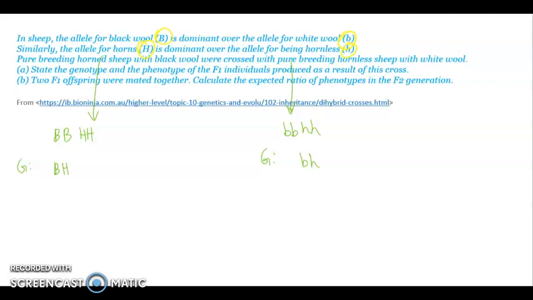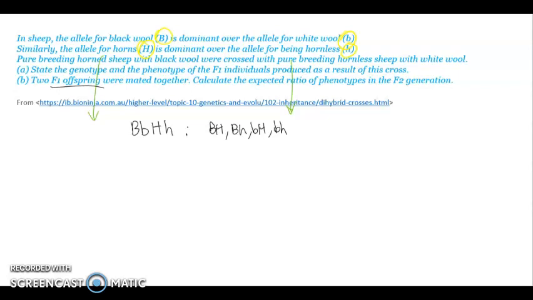So two F1 generation offspring were mated. Calculate the expected ratio of phenotypes in the F2 generation. Okay, so going off memory, the F1 generation was guaranteed to be big B, little b, big H, little h, right? So that's going to be the organism's genotype. But we need to work out the gametes, so we have to use the FOIL method here. So first, outside, inside, and last. That's going to be the F1 generation's possible set of 4 genotypes for the gametes. So if we have 2 F1 offspring mated together, that means we have to label it like this.